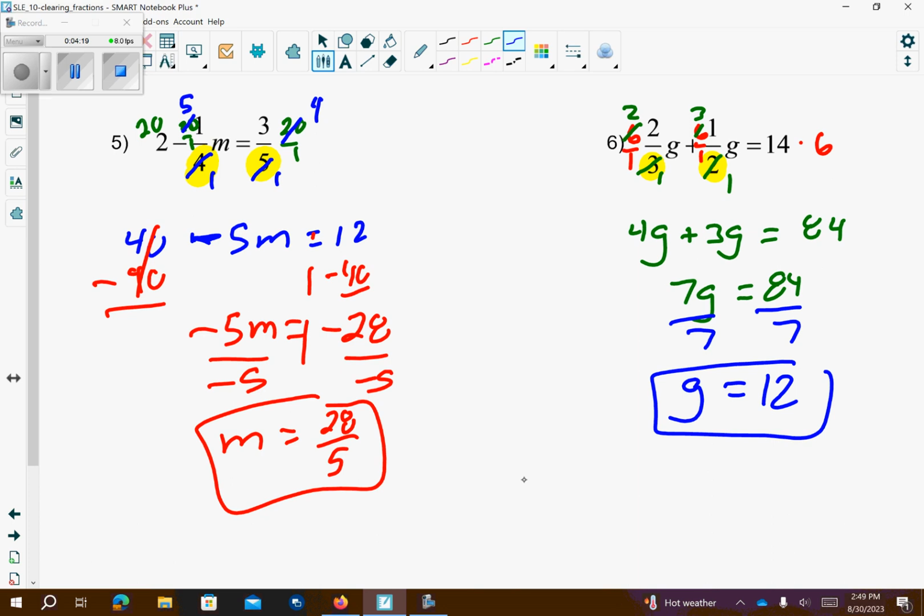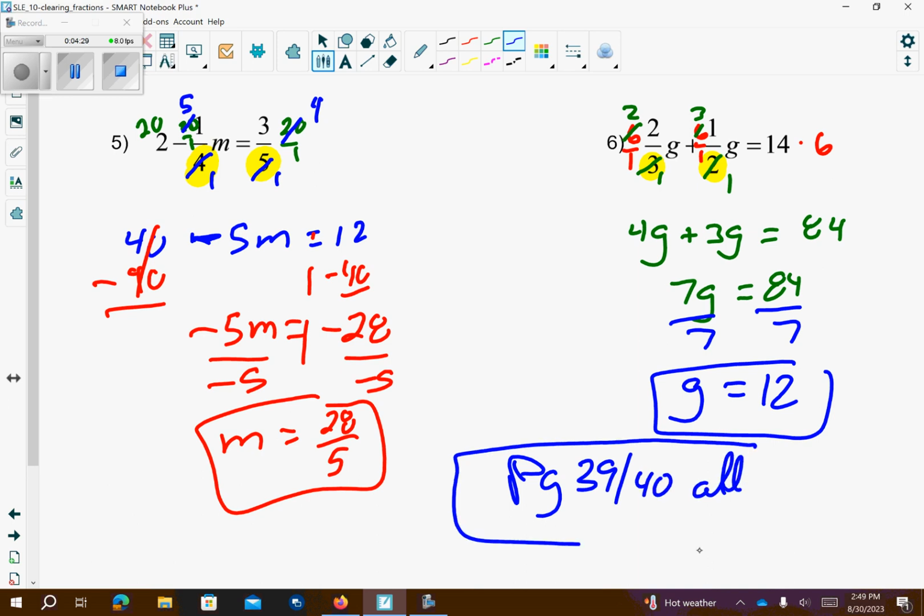Okay, so your homework will be pages 39 and 40. Pages 39 and 40. Go ahead and try them all. Ask me if you want help. You have plenty of time in class to work this out.